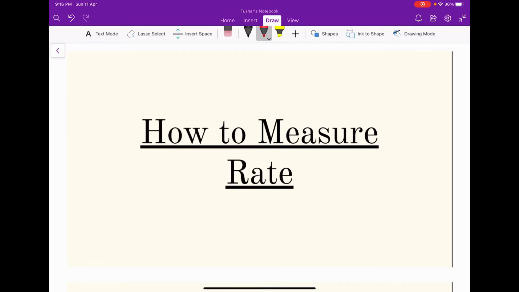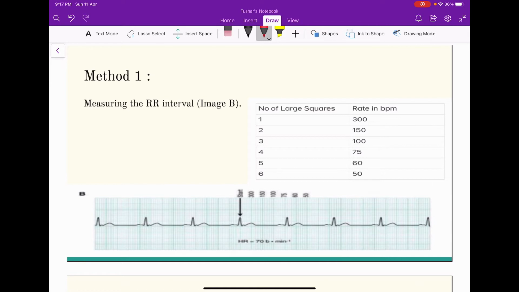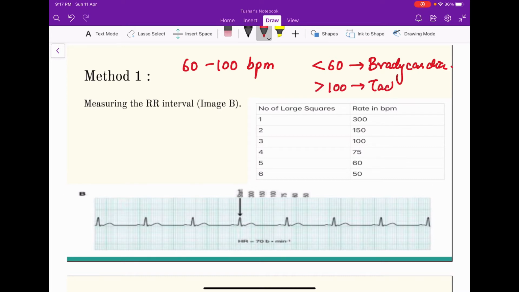Now coming to measuring the rate on an ECG. How do we measure the rate? As I have told you, the normal heart rate is between 60 to 100 beats per minute. Anything less than 60, we'll call bradycardia, and anything more than 100 we call tachycardia.